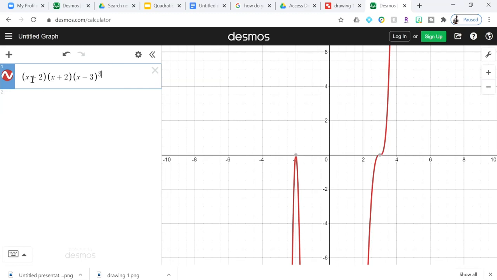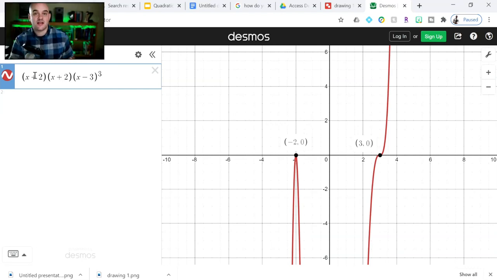Now, I want you to look at something here. I wanted a function that had zeros at -2 and 3. So I made the factors x plus 2 and x minus 3. That gave me zeros here at -2 and at positive 3. I also wanted the graph to bounce at -2, so I listed that factor an even number of times. I wanted to go through the x-axis at positive 3, so I listed that an odd number of times.